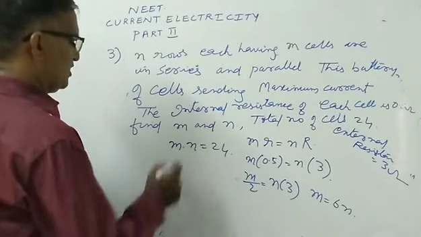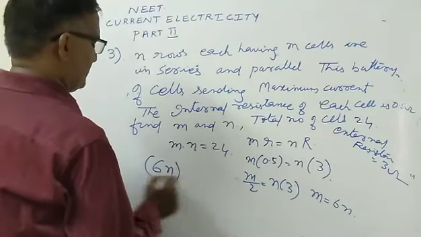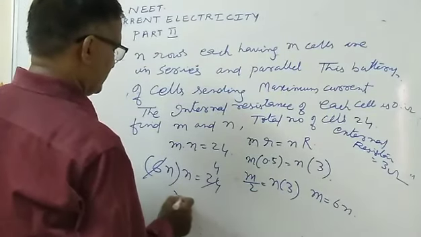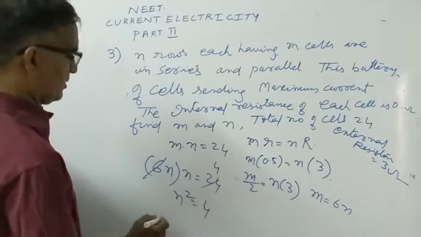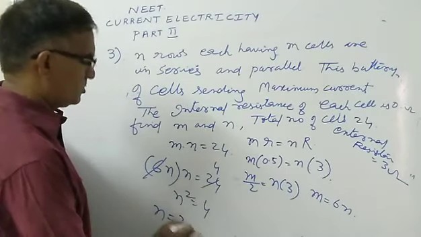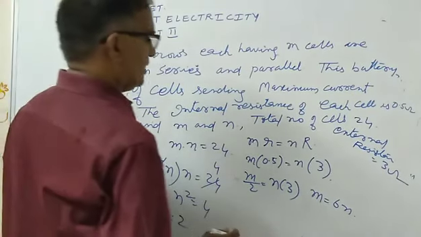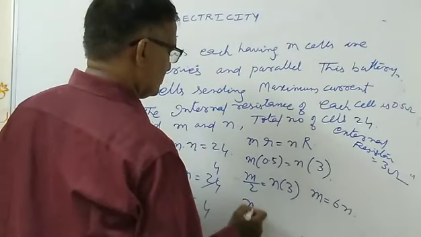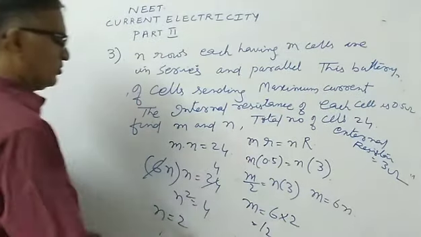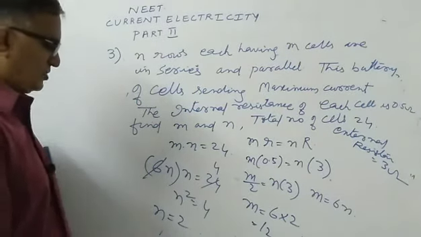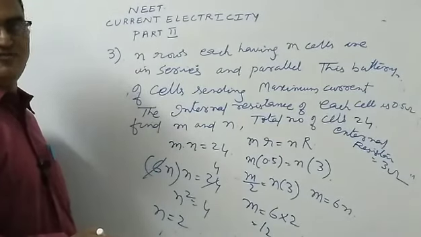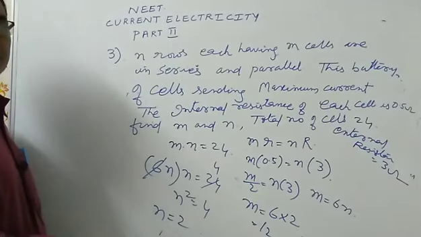If you substitute here, 6n into n is equal to 24. n square is equal to 4, so n is equal to 2. n is equal to 2 means m is equal to 6 into 2, that is 12 cells in each row. 2 rows are there, so total cells will be 24. This is the answer.